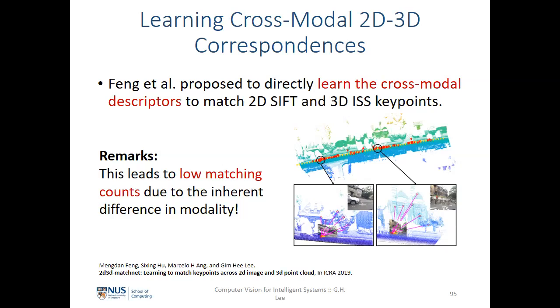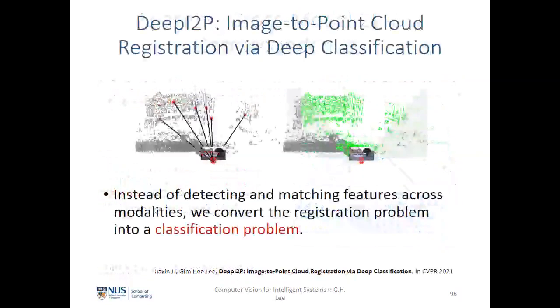But the problem with this is that although we showed the initial work here, this was the first work to actually show this, the matching count is quite low because we are inherently living in two modalities. So we twist the idea a little bit. Instead of doing 2D-3D matches, because they live in different modalities, why do you force them together, right?